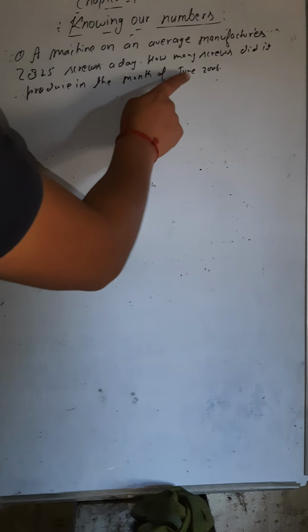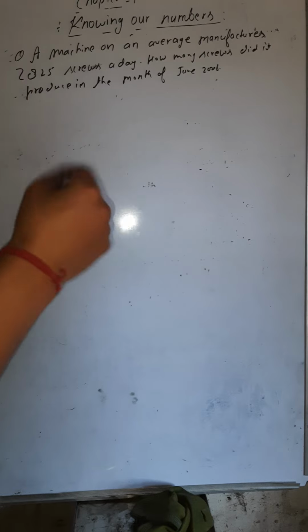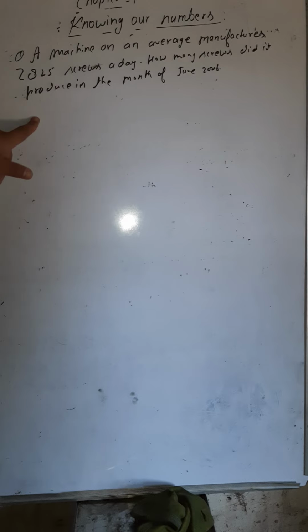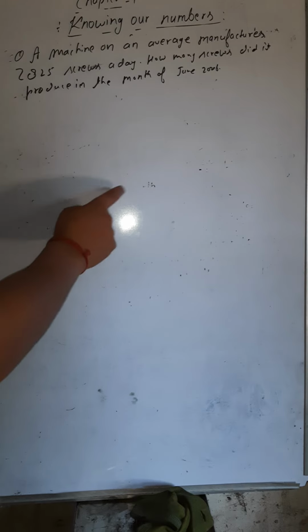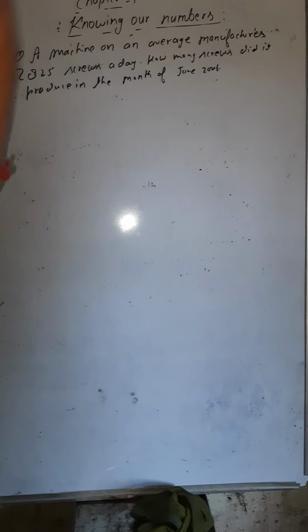So in 1 month, the month of June, you must know how many days are in June. January, February, March, April, May, June. 30 days are there. So it is asking how many screws are produced in 30 days. So the method will be: screws produced in one day is equal to this. Therefore, screws produced in the month of June 2006 is equal to this multiplied by how much? Yes, by 30.